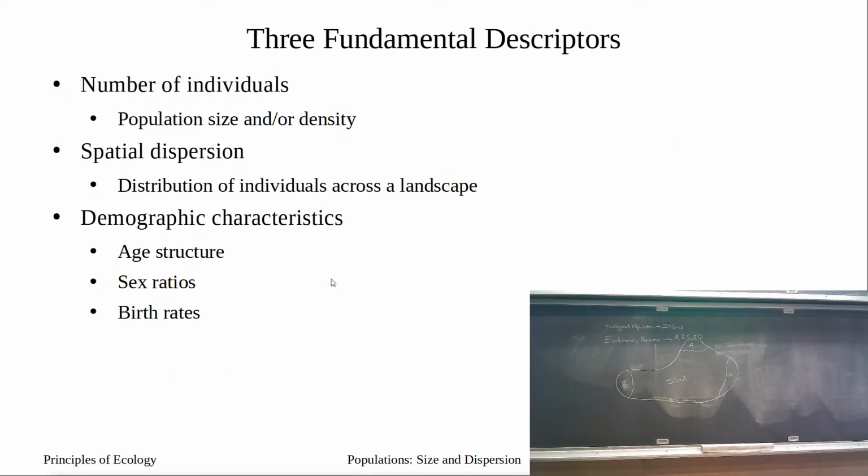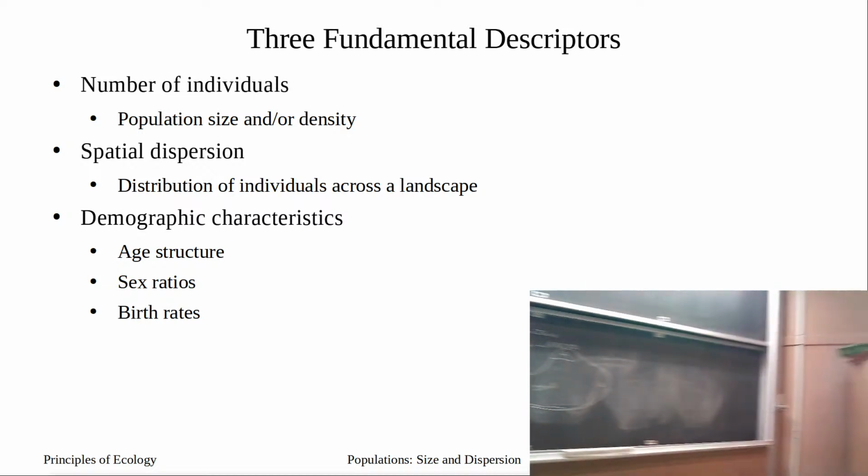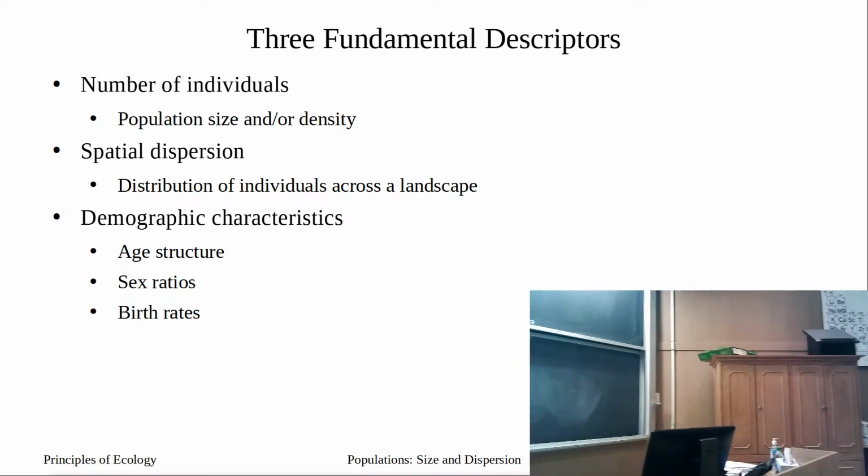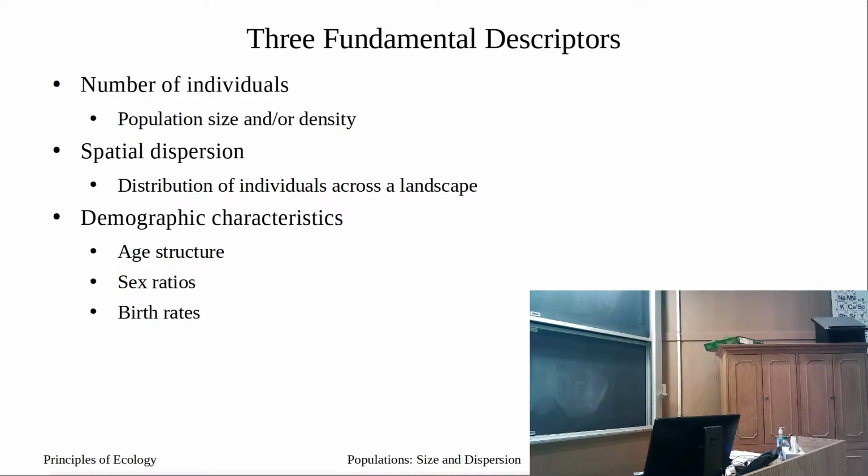All right, so we have some fundamental descriptors of our population. I'm going to introduce these today before we end. The first fundamental descriptor is the size of our population. How many individuals are there? In some cases, we report it as a density. That doesn't change the fact that we're reporting a population size, the number of individuals.